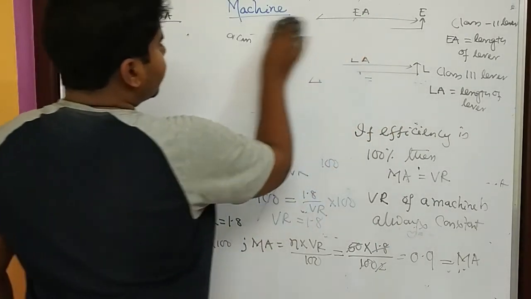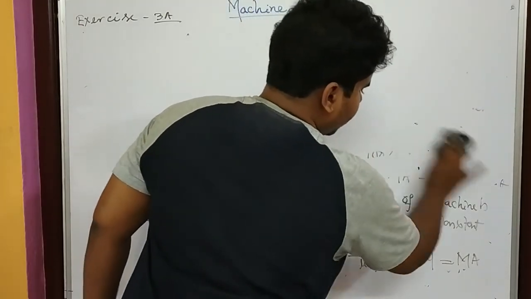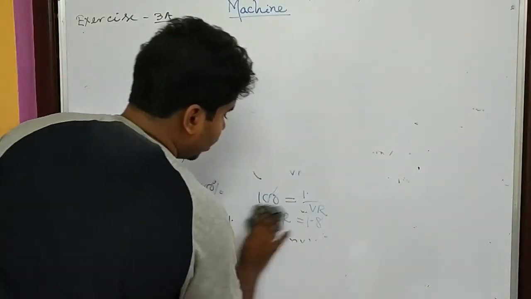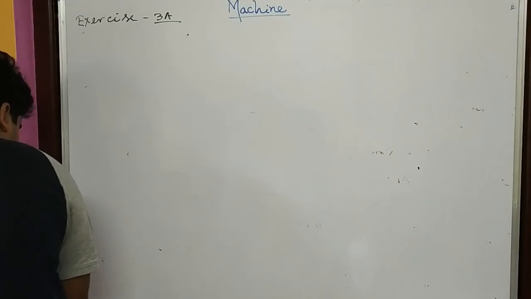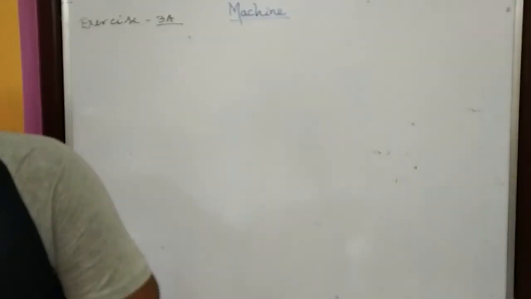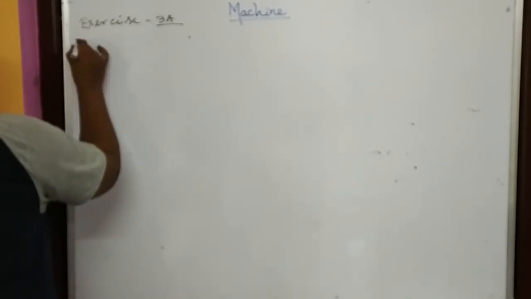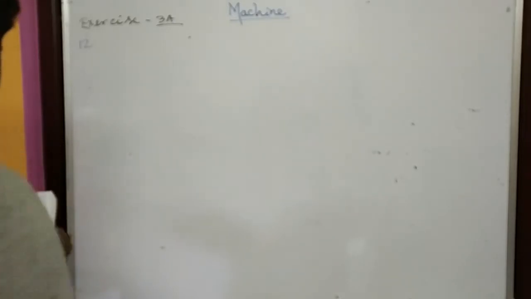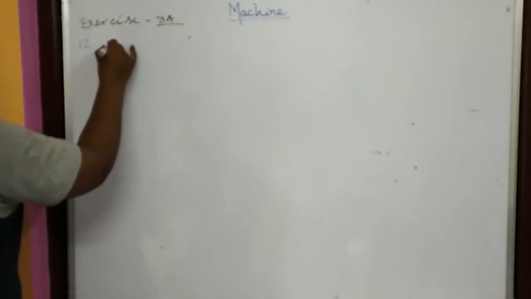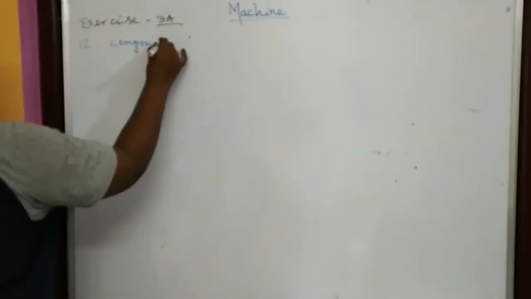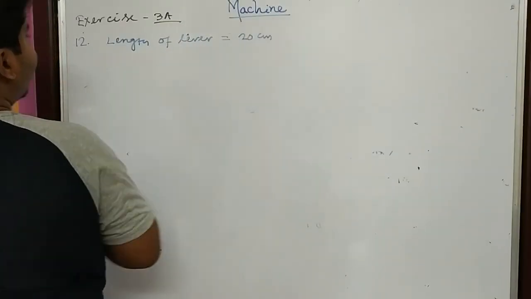Now we will do the next numerical. I am going for the last numerical of the exercise. By one numerical you see what things you have learned. Now we go for the next one, that is the last one, number 12. What is told? It is told a fire tongue has its arms 20 centimeter long. So length of lever is equal to how much? 20 centimeter.